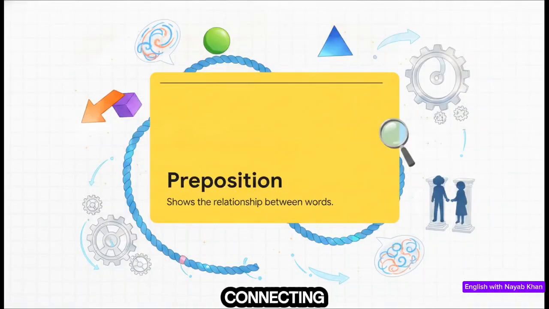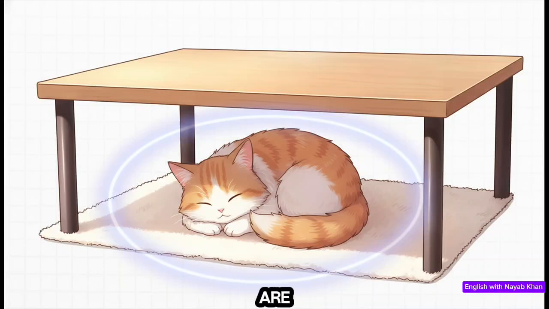Now we've got to start connecting all these materials together. So we shift to the connectors, prepositions. Think of prepositions like grammatical glue. Their job is to show the relationship between words, mostly indicating place, time, or direction. Some common ones you use all the time are in, on, under, behind, and between.